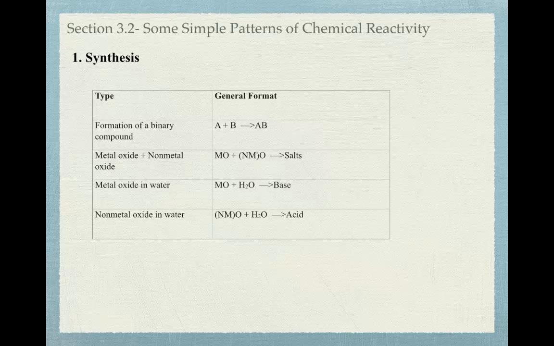form a base, and we'll talk about what salts, base, and acid mean in just one second. So when you have a metal oxide and water, it's going to form a base. And the last one, when you have a non-metal oxide and water, it's going to form an acid. So what I'm going to do is go over a couple of the terms that I just talked about, and then I will give you an example, and in class you'll get plenty of practice with these.